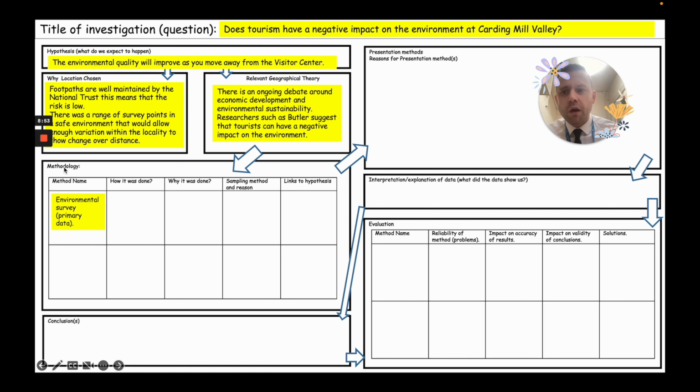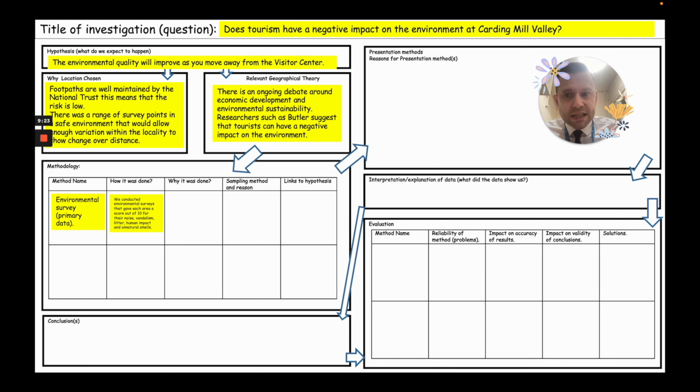Now, methodology. Method, what you did. Alright? Like in a science experiment, what did you do? What was your method? So, first one was an environmental survey, and this is primary data, because we collect primary data. How was it done? So, we conducted environmental surveys that gave an area a score out of 10, with 0 being bad, 10 being good. And we gave them a score out of 10 for their noise.